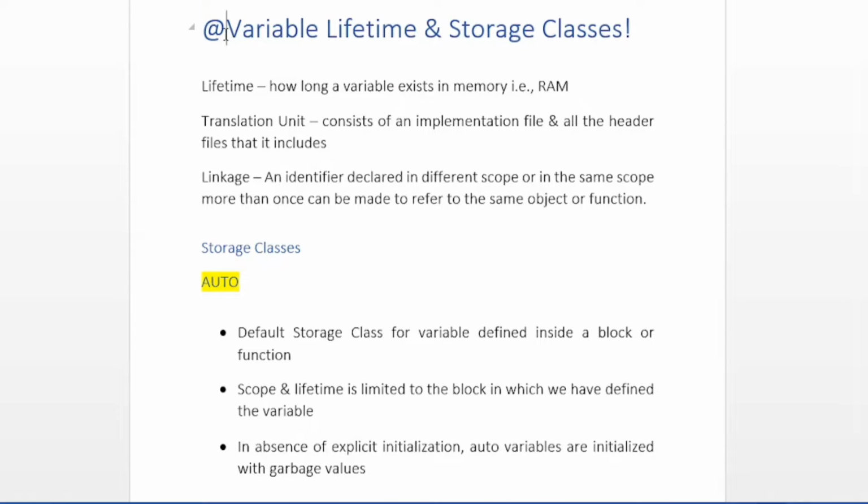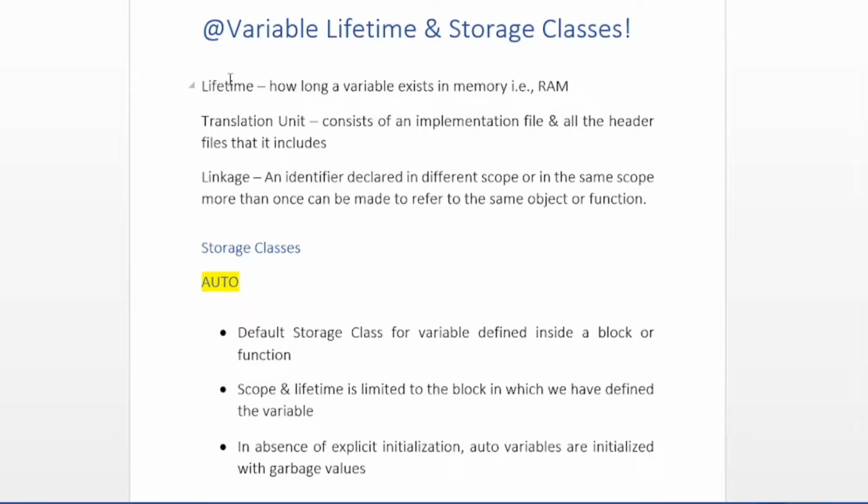Hello everyone. So in this video I will explain what is variables lifetime and the storage classes of variable. We have four storage classes for a variable in C. Those are automatic, register, static, external.